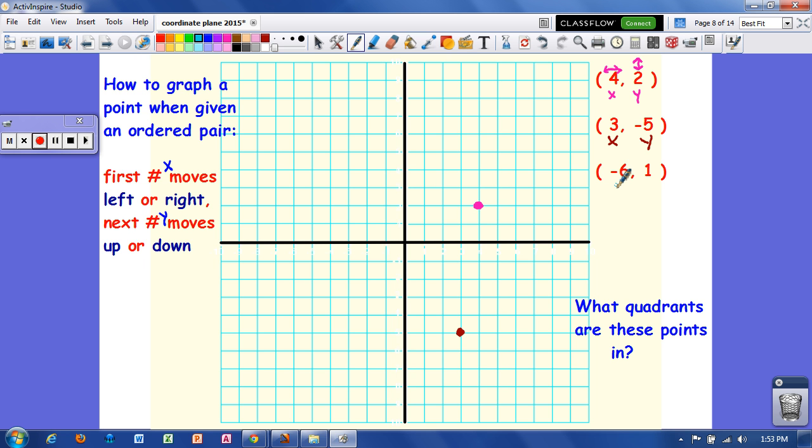All right, now I want to do (-6, 1), x and y. If x is negative, I'm going to start at the origin. X moves left or right. If it's negative, we're going to move left. So I'm going to go 1, 2, 3, 4, 5, and 6. Y is a positive 1, so we will move up 1 place. And that would be coordinate (-6, 1).